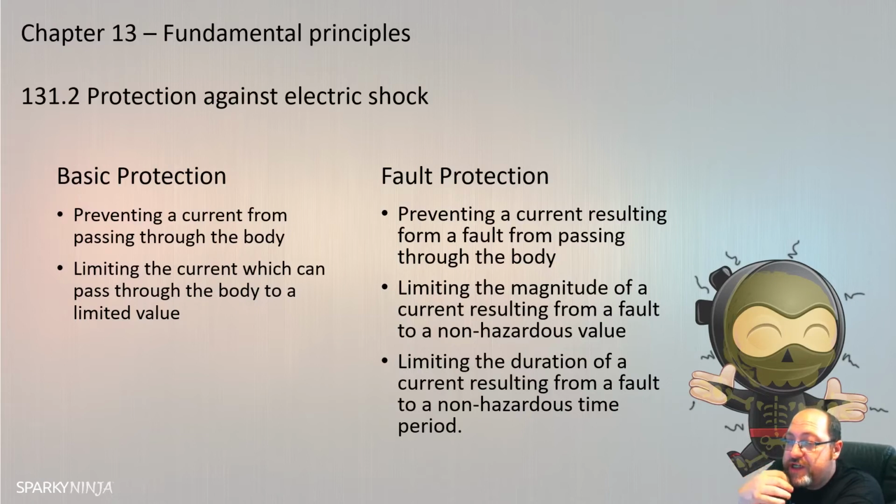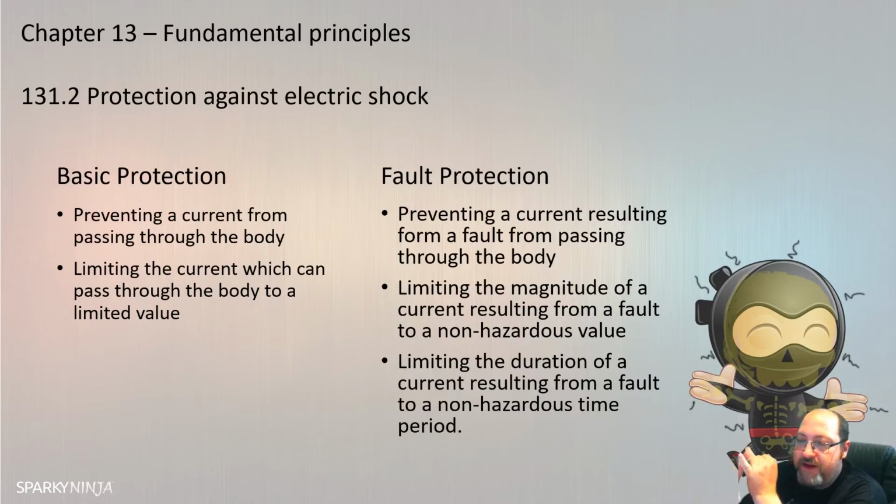So fault protection. Persons and livestock shall be protected against dangers that may arise from contact with exposed conductive parts during a fault. This protection can be achieved by one of the following methods. Preventing the current resulting from a fault from passing through the body of any person or any livestock, limiting the magnitude of the current from the fault to a non-hazardous value, and limiting the duration of the current to a non-hazardous time period.